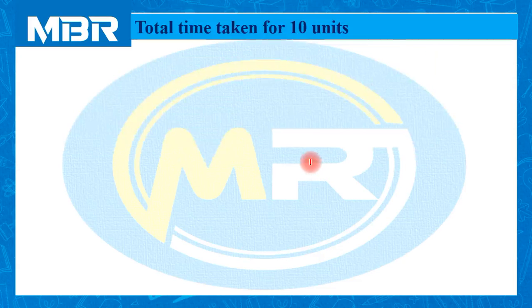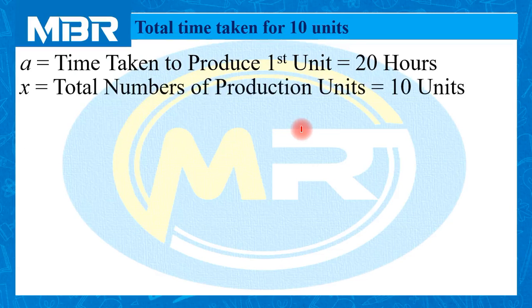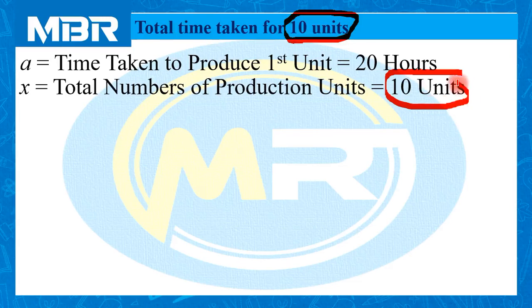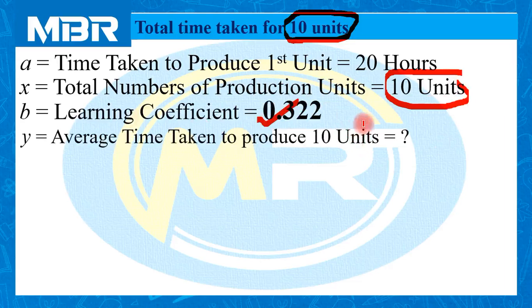Let us calculate the total time taken for 10 units. A. Time taken to produce the first unit, 20 hours. X. Total number of production units. Here we are calculating for 10 units, so the total number of production units is 10. B. Learning coefficient, which is given to us ready-made in our question, and y, the average time taken to produce 10 units, as our calculation is based on 10 units.